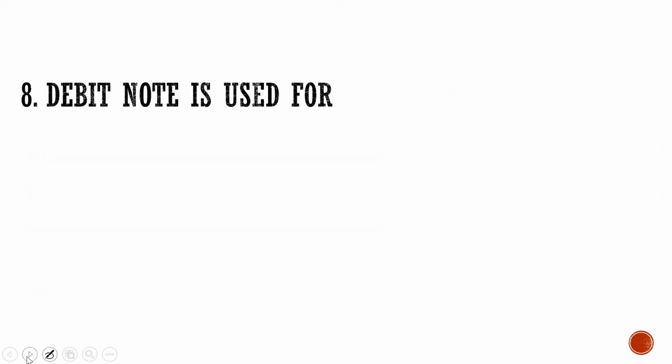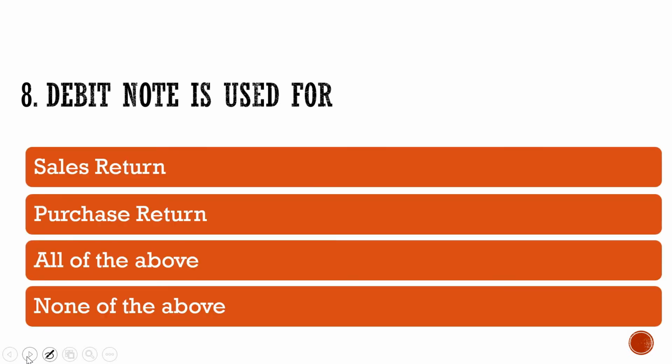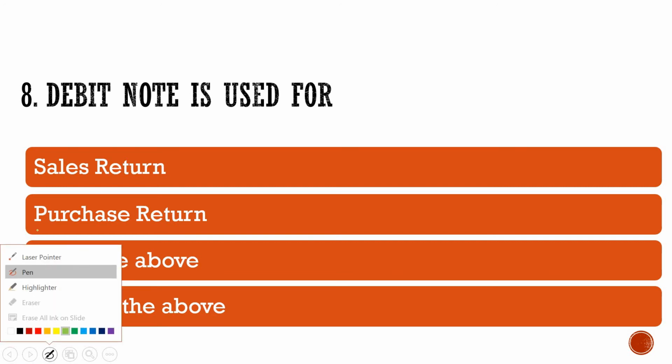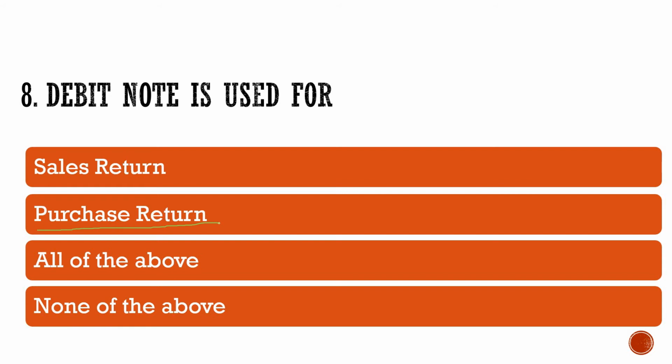Okay, now next question: debit note is used for? Yes, debit note is used if there is a purchase return. Now how will I remember this? Purchase comes on the debit side of the profit and loss account. So purchase return will be a debit note.